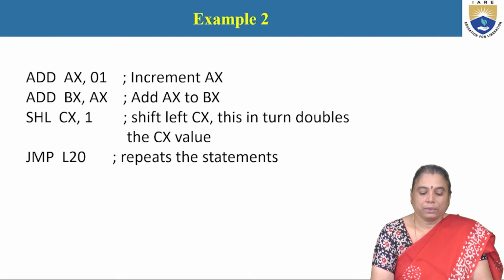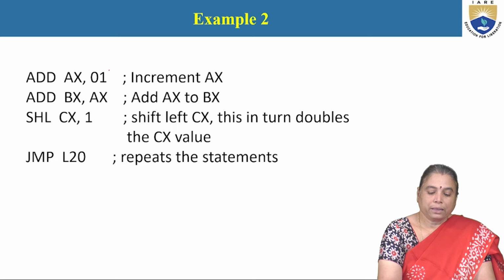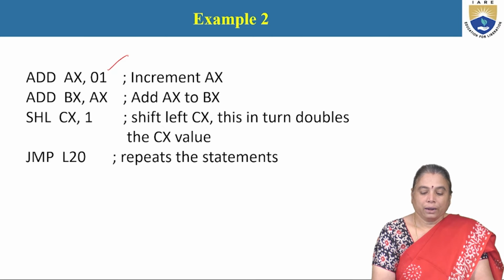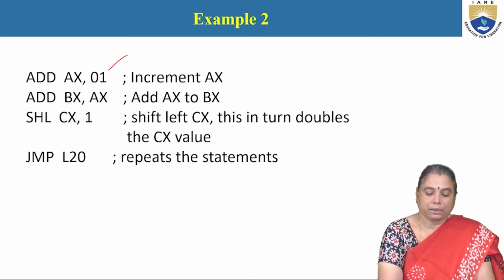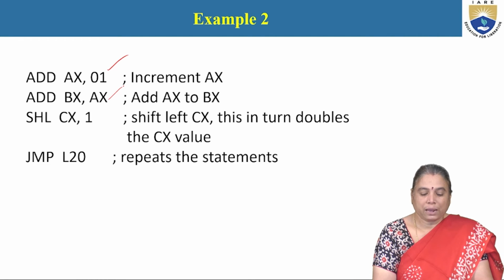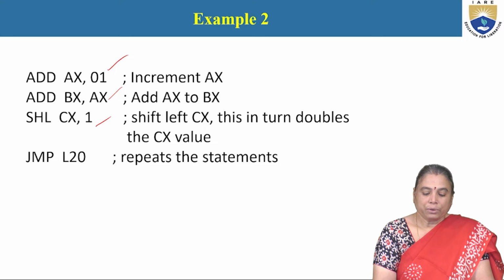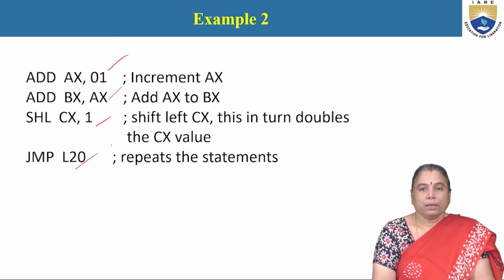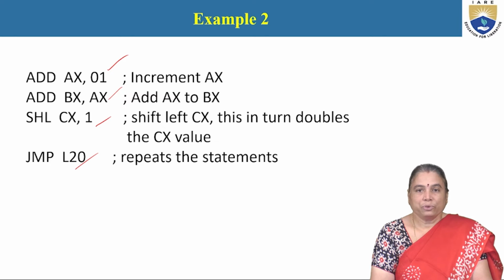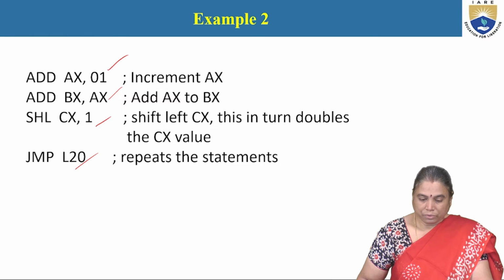The second example is incrementing the AX value by 1. After that instruction, add the AX value and the BX value, and store the sum in BX. Next, shift left CX by 1. Next, jump L20, so it repeats the statements. Here L20 is the address used to alter the program control. Like this, the program control instructions can be used in assembly language programs.